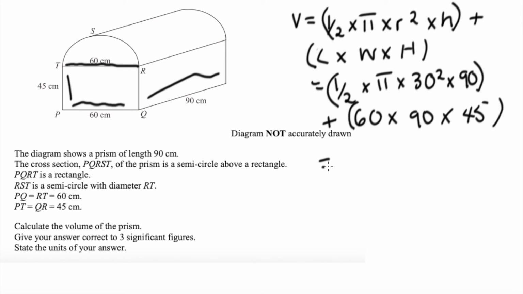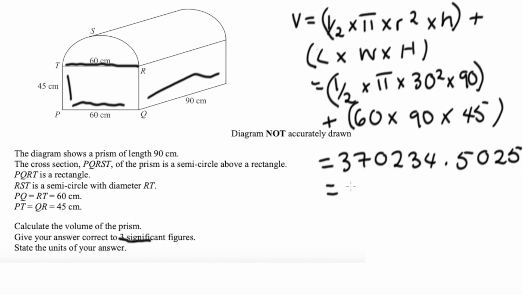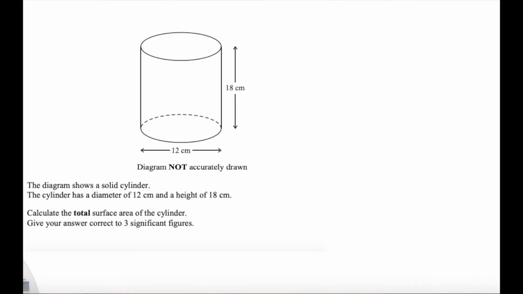So we put everything into the calculator and it will give us 370,234.5025. So it says give your answer correct to 3 significant figures. 1, 2, 3, we look at the number after 0, which is 2, so it's less than 5, so that means it's just 0. So that would be 370,000 centimeter cubed.